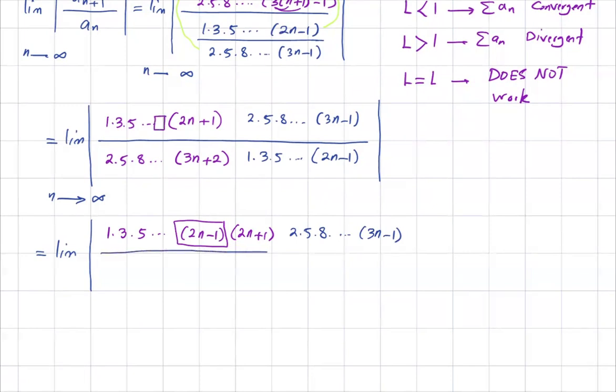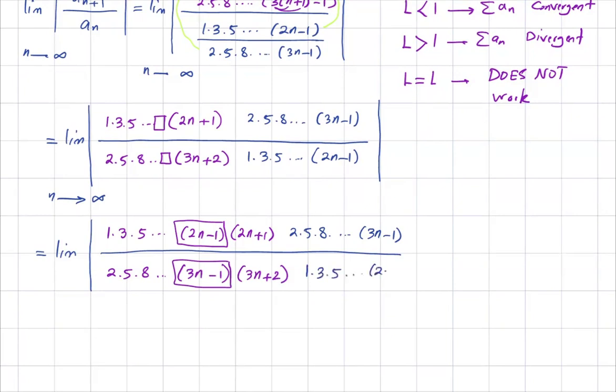Divided by, and here you have 2 times 5 times 8, and one term before it is 3n minus 1. So let's put a box here for you. Dot, dot, dot, 3n minus 1 multiplied by 3n plus 2, and the rest of the terms, 1 times 3 times 5, dot, dot, dot, 2n minus 1. And you're taking the limit as n goes to infinity.